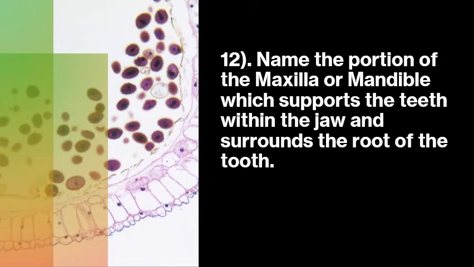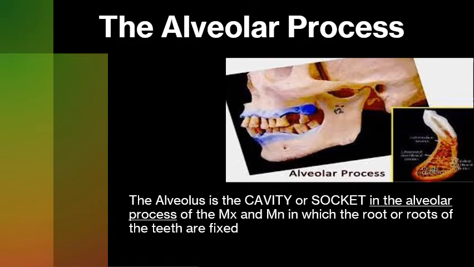So the next question, question number 12, is, name the portion of the maxilla or mandible which supports the teeth within the jaw and surrounds the root of the tooth. So the answer is that it is known as the alveolar process. The line shown here is the alveolar process. This is the alveolar process of the maxillary bone, and this is the alveolar process of the mandible bone.